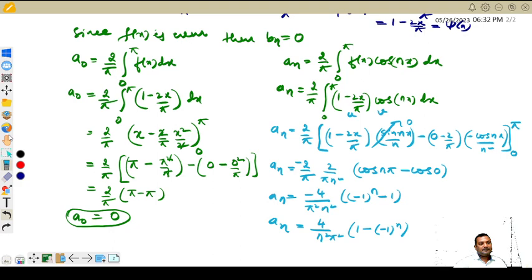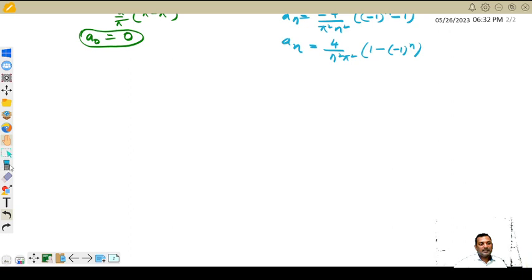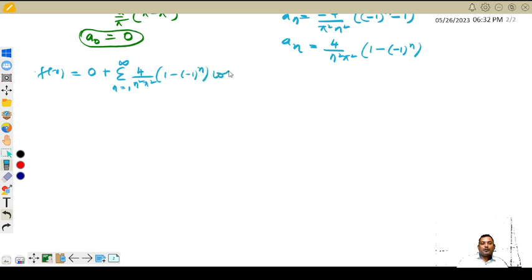So further we need to substitute these values in the given Fourier series. Therefore, f of x is equal to a naught value is 0, plus summation n runs from 1 to infinity, an value is 4 by n square pi square into 1 minus of minus 1 whole raised to n, into cos nx, and bn is already 0 because of the given function.